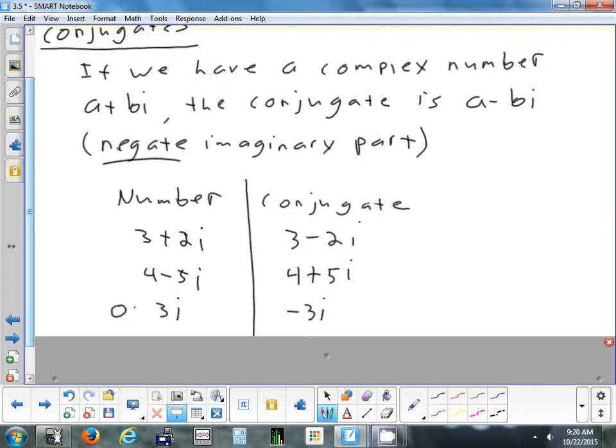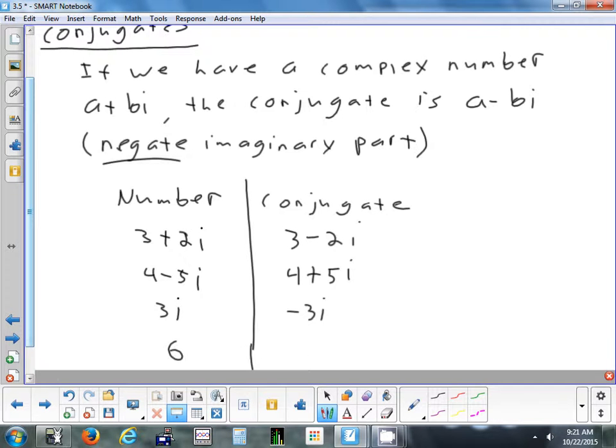It's 0. Well, if it's 0 plus 3i, the conjugate is 0 minus 3i. Okay. What about 6? Just 6. There's no imaginary part here. So think of it as 6 plus 0i. The conjugate would be 6 minus 0i. Well, whether you plus 0 or minus 0, it's still 6. Any questions on why that one doesn't change?